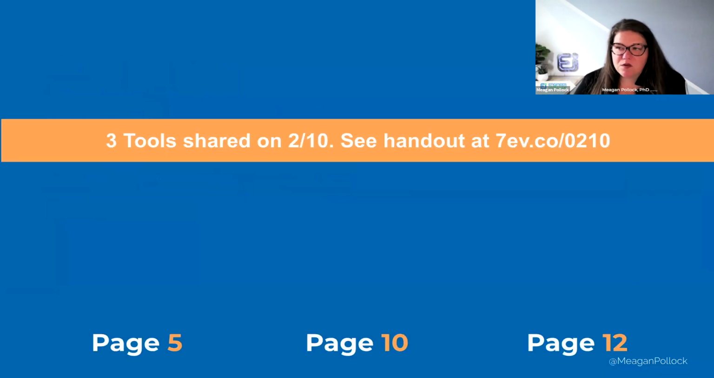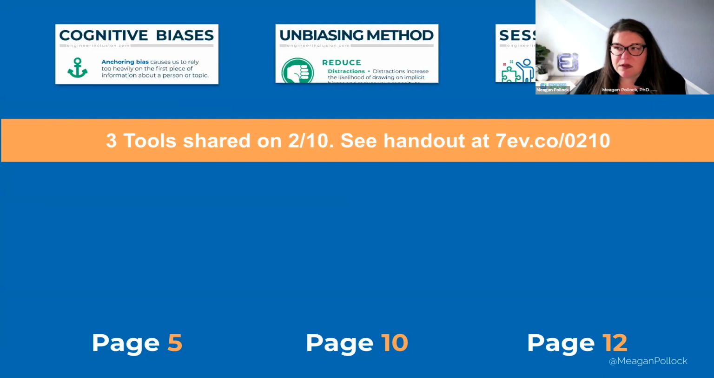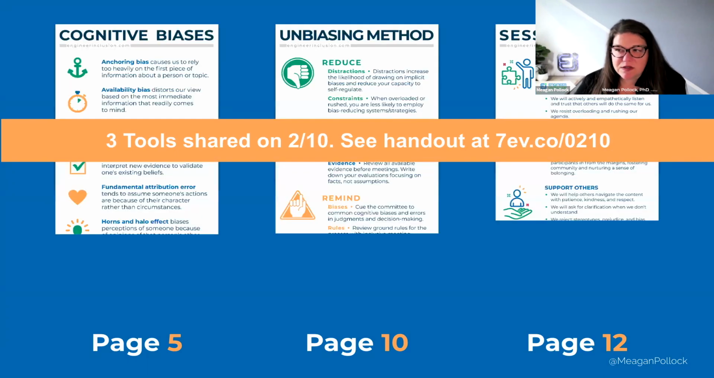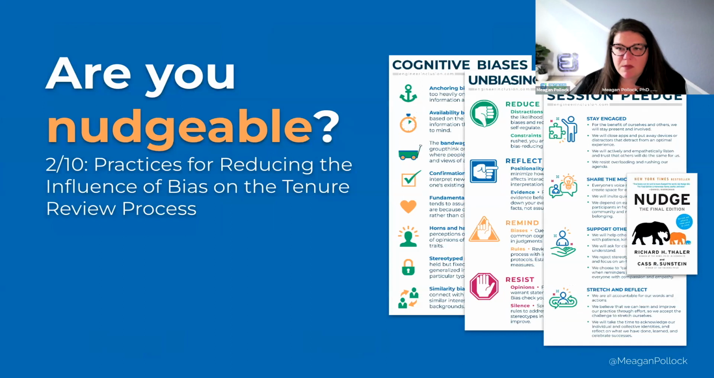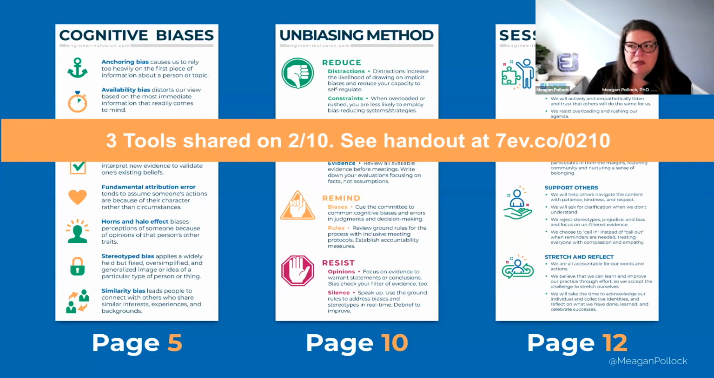Hopefully you also have the resources from last time. So last time we talked about, in the 210 workshop, some specific practices for reducing the influence of bias on the tenure review process. There were three specific tools that you all left with: one on cognitive biases, one on the unbiasing method, and then the session pledge. And the session pledge is in your handout also today.